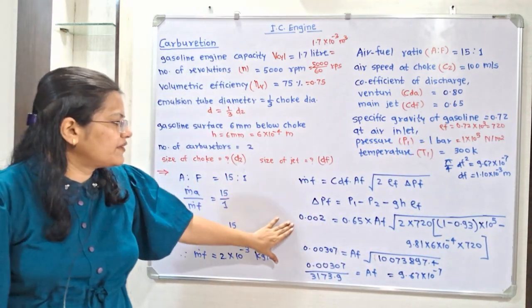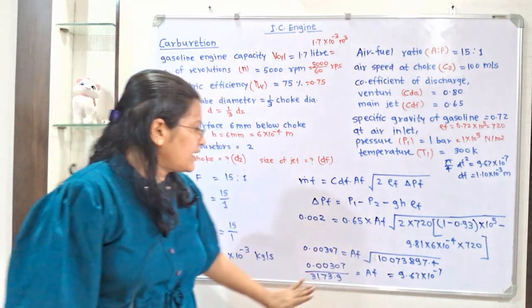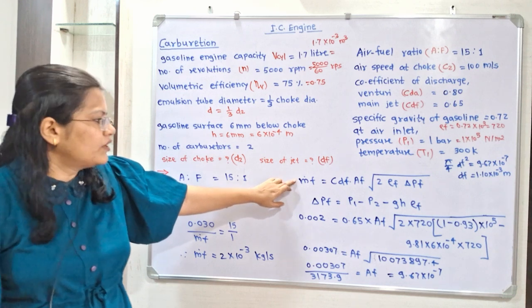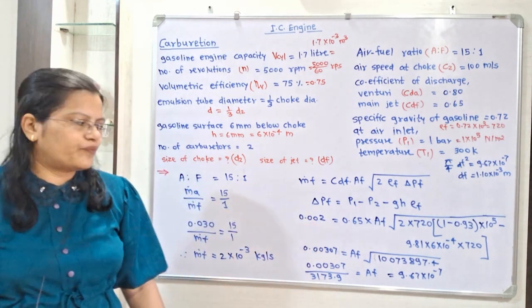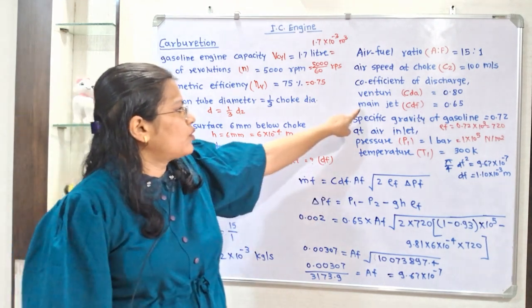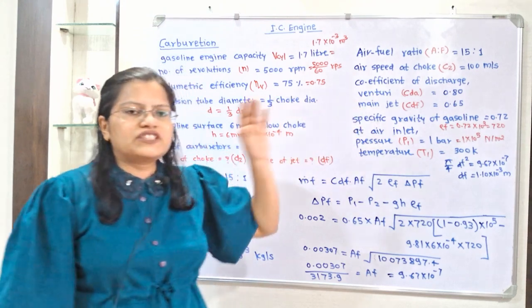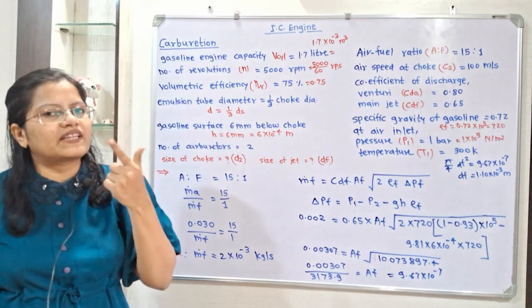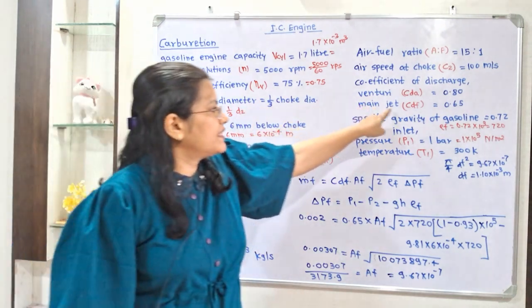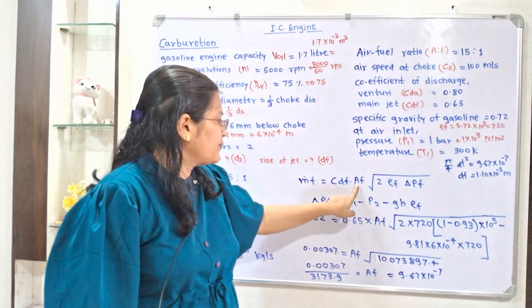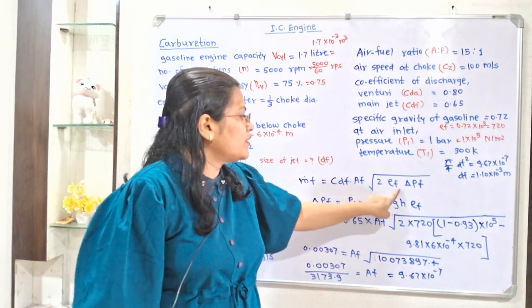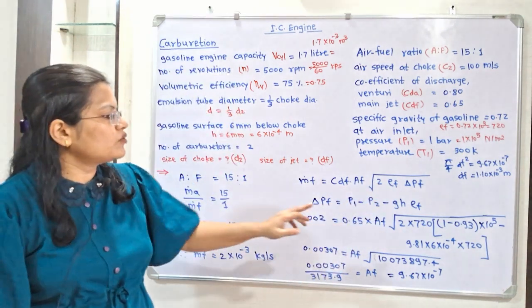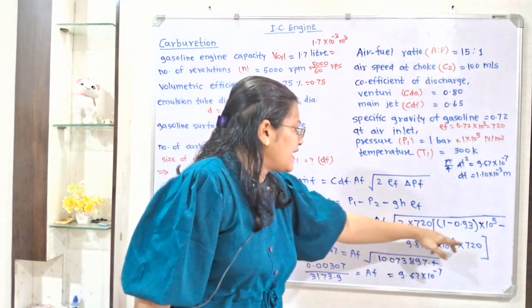Now when we put the value, then we will get the answer. So we have to put the values. M dot F is 0.002. Then CDF, the coefficient of discharge of the main jet, is given, that means CDF is 0.65. AF we have to calculate. Under root of 2 into rho F. So 2 into 720 inside the bracket.